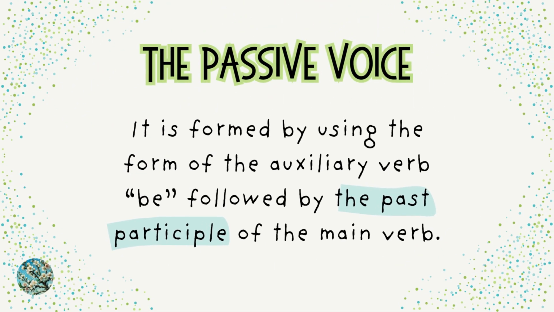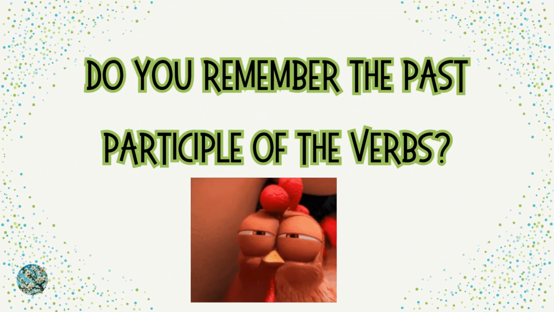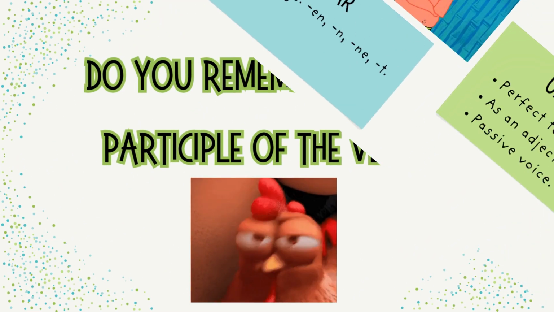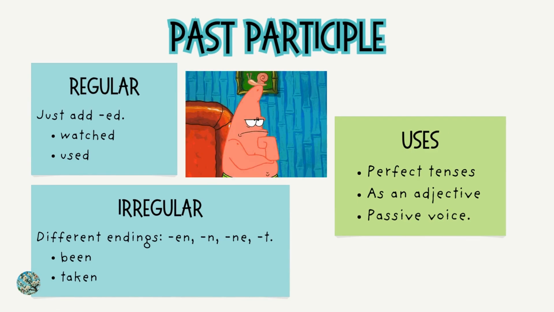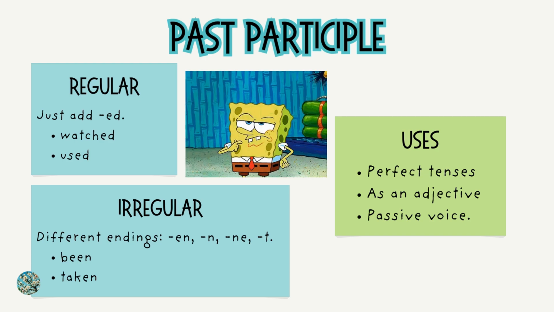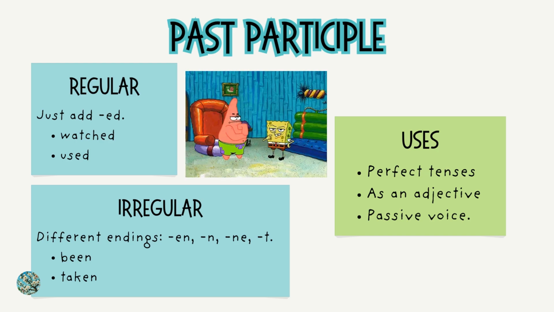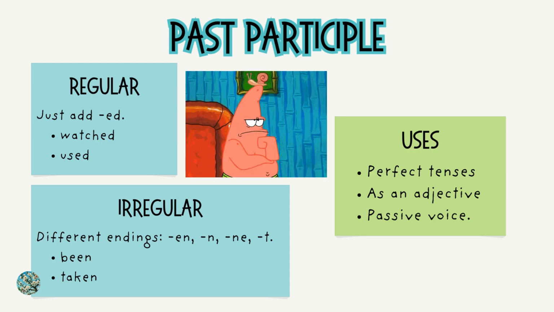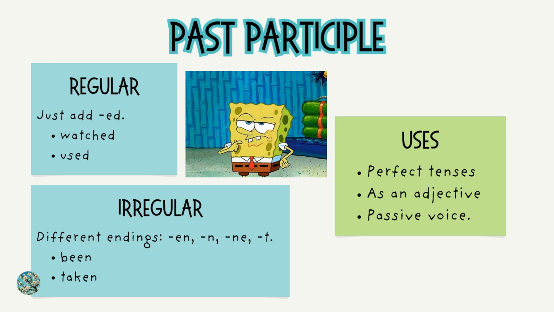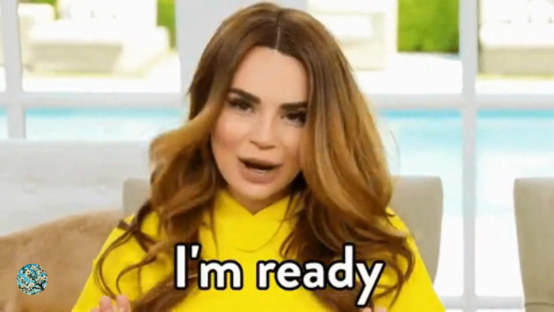The passive voice is formed by using the auxiliary verb be followed by the past participle of the main verb. Do you remember the past participle of the verbs? Well, the past participle has 3 uses: perfect tenses, as an adjective, and passive voice. We have 2 types of verbs, regular and irregular. The regular ones we just add ed, like watched and used, while the irregular ones have different endings, such as en, n, and e or t. For example, been and taken. Now that you remember the past participle, let's start with the passive voice.